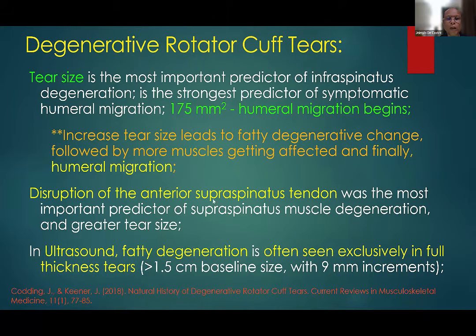Disruption of the anterior supraspinatus tendon was the most important predictor of supraspinatus muscle degeneration and greater tear size. So if there is any problem with the anterior supraspinatus, then we should really look into that. In ultrasound, if you have large tears, you expect fatty degeneration all the time.